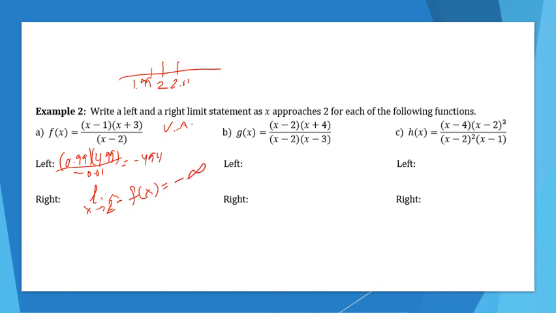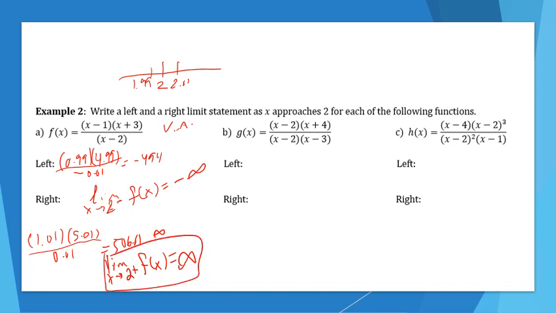As we approach it from the right-hand side, this should be 1.01, 5.01, all over 0.01, which is equal to 506.01. So then we can say the limit as x approaches 2 from the right-hand side of f of x equals positive infinity, because that's basically going to be positive infinity there. So those should be our two limit statements there. So 2 minus and then 2 plus.